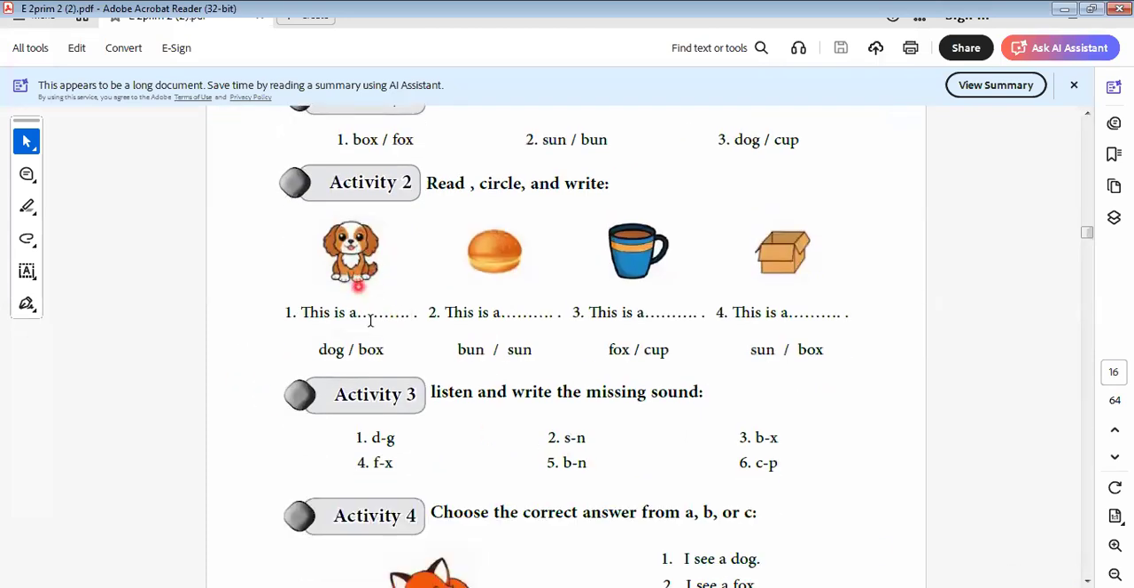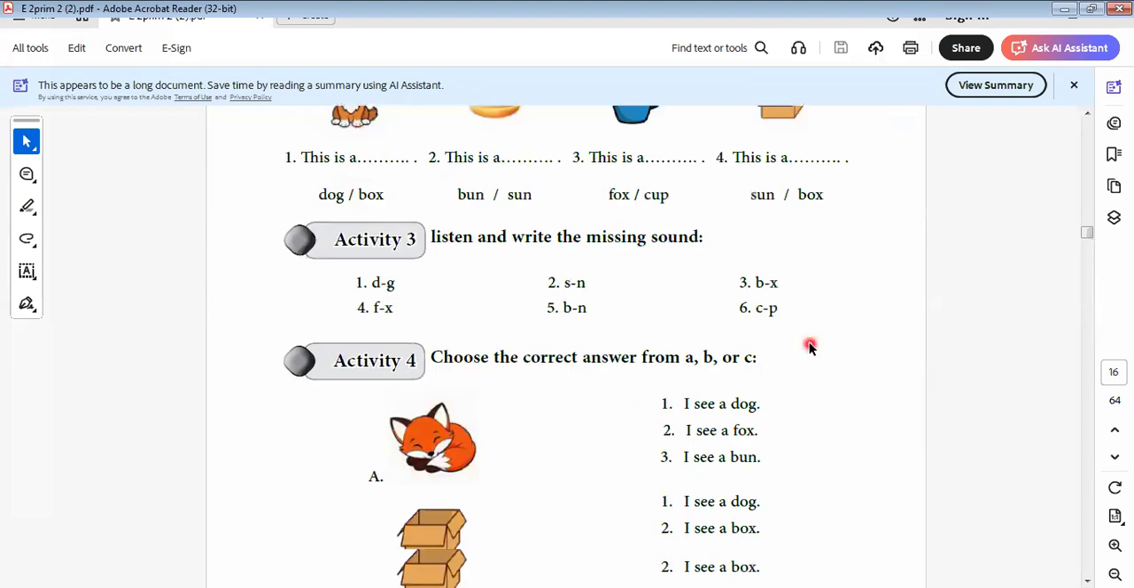Here we say, what is this? It's a dog. So this is a dog. I select this one. This is what? This is a bun. This is a cup. This is a book. Let's go to another one.